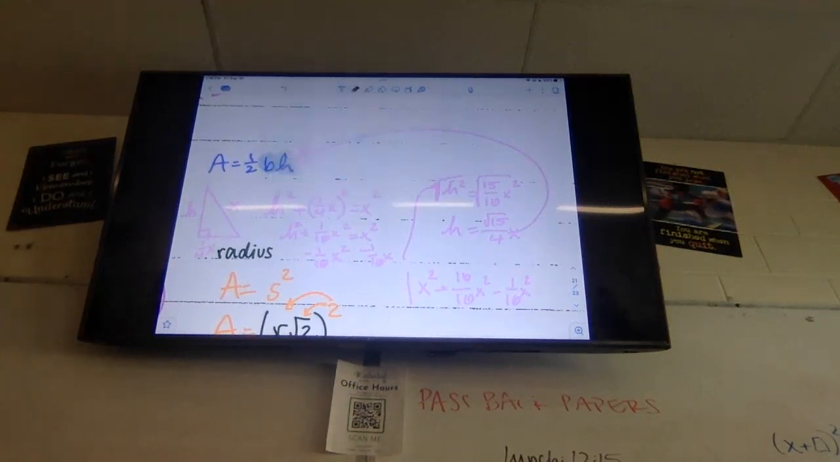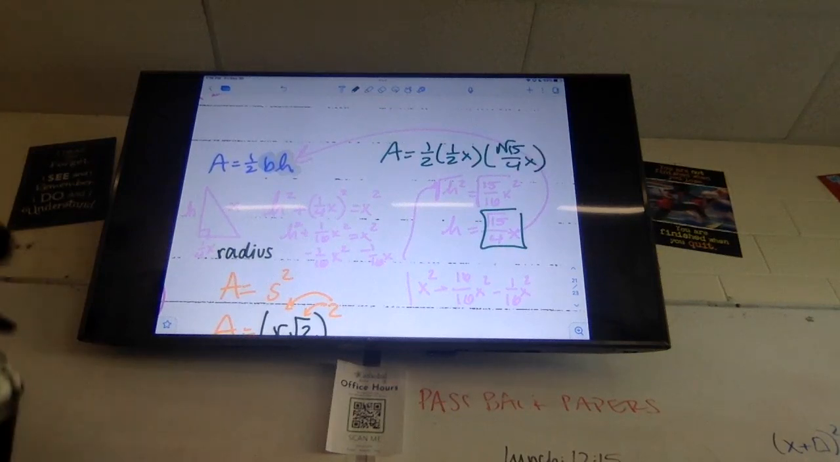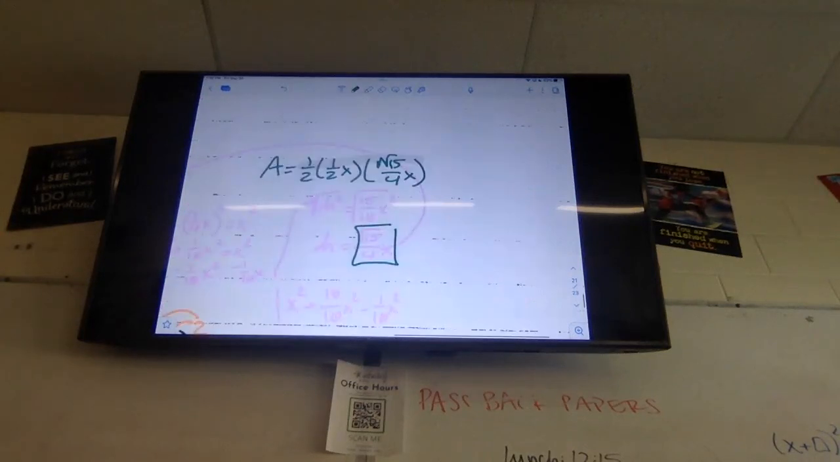And once I take this and plug it in, I get 1/2 times the base, which is 1/2 x, times √15/4 times x. And then we can do my tops together. Root 15, x times x is x squared. And then 2 times 2 times 4 is 16. And that is my final answer.